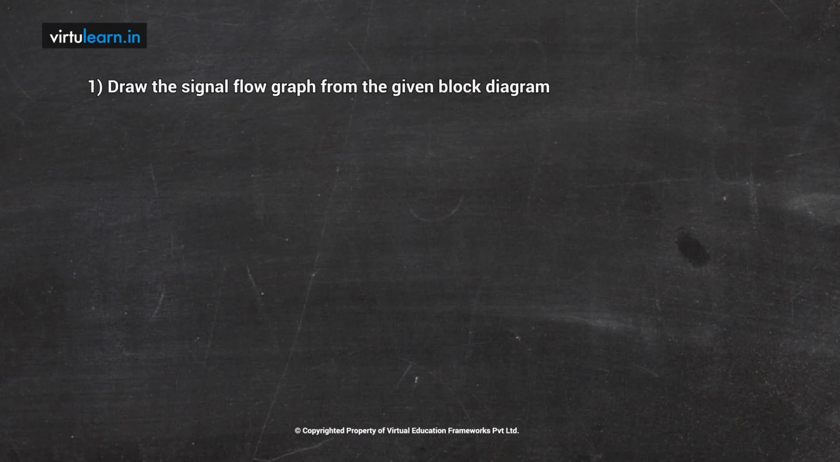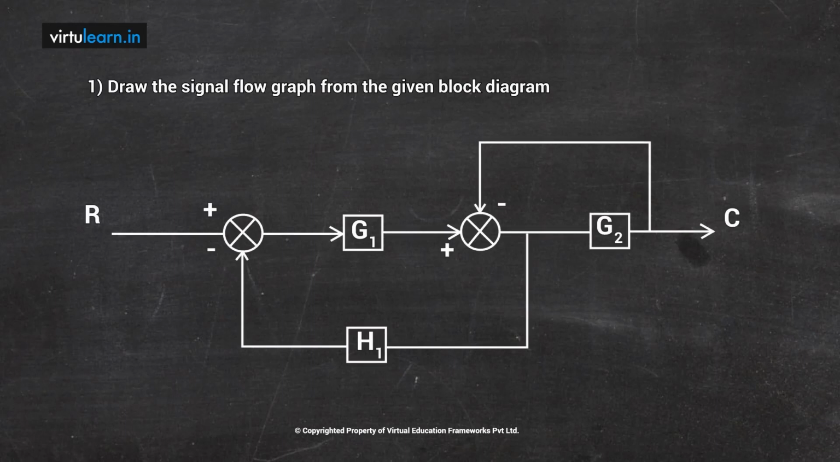So in this particular problem, we need to draw the signal flow graph and find the transfer function of the given block diagram. The block diagram is shown here. Now if you closely observe the block diagram, we have two blocks G1, G2 which are in the forward path, and we have two feedback paths, one is H1, the other one is a unity feedback. Now there are two summing points and input is R, output is C. So we follow the procedure steps to convert the block diagram to signal flow graph.